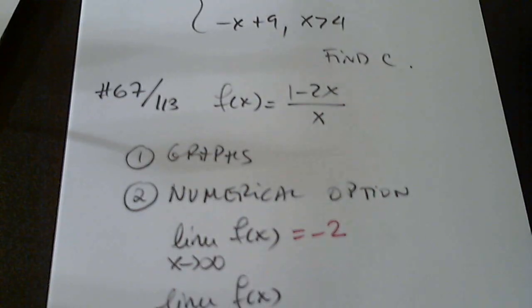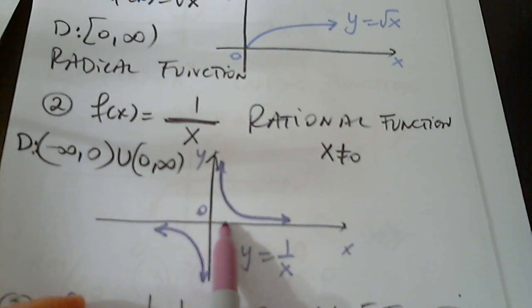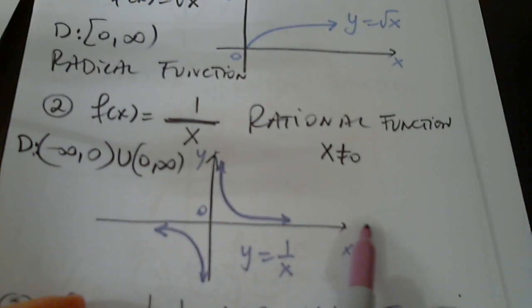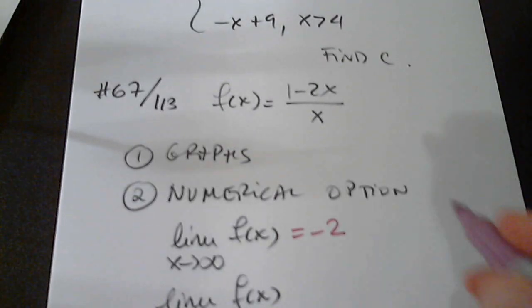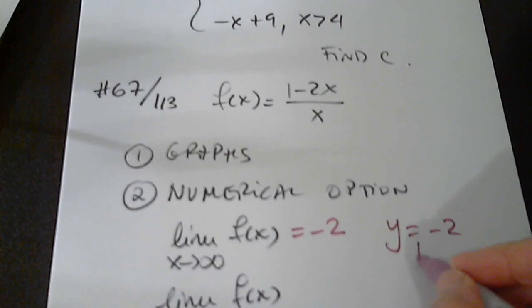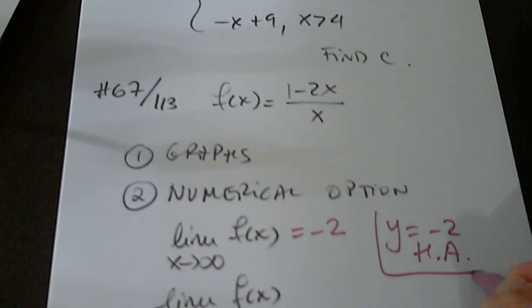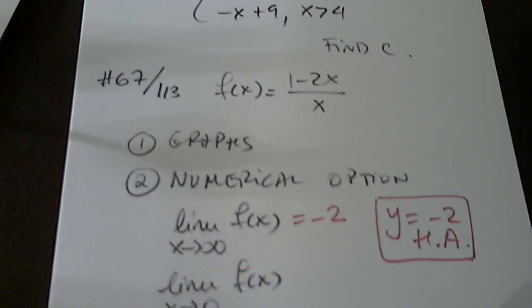And if you remember from the previous lesson, we said when x approaches infinity, the function values get closer and closer to a value, and that is a horizontal asymptote. Y equals negative 2, horizontal asymptote. And we checked infinity, but it's a rational function. It will be the same on both sides.